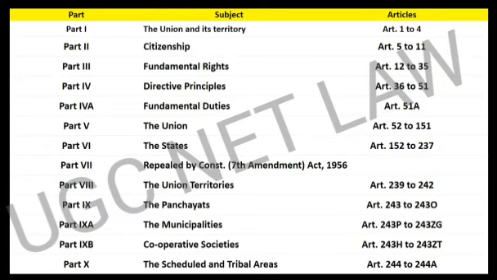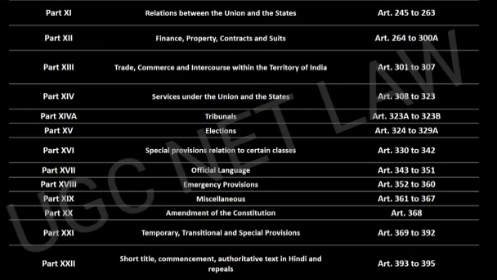Now I put here the part-wise, subject-wise and article-wise list, so it will be very easy to remember. If possible, try to screenshot and save it in your phone, it will be comfortable. Then whenever you go for the examination, you can go through these parts, subjects and articles. Part 1, the Union and its territory, part 2 citizenship, part 3 fundamental rights, part 4 directive principles, part 4A fundamental duties, and so on. I put here all parts till 12. The last one is 395, but here it is already Article 448, including all amendments. So please go through these parts, subjects, and so on.